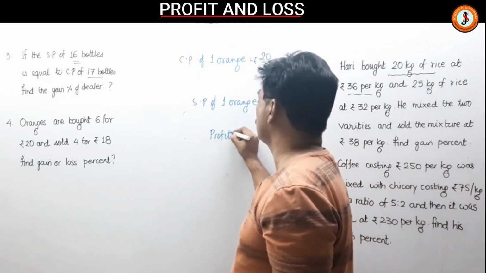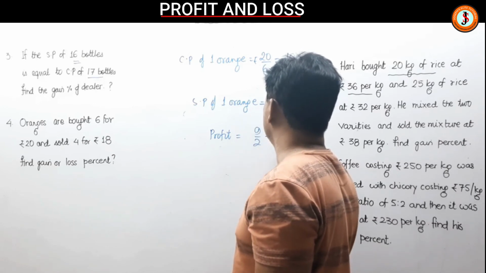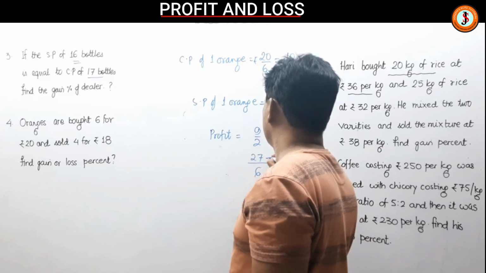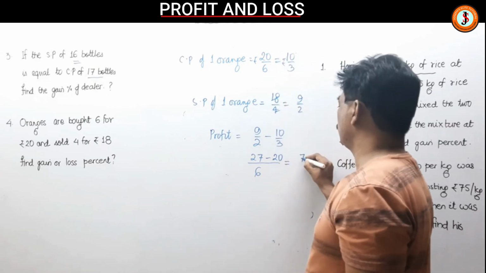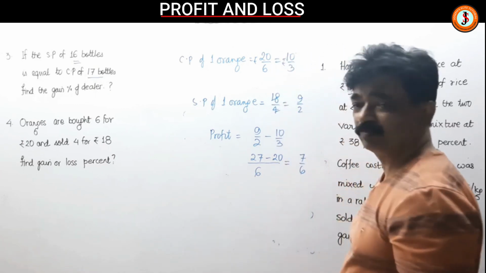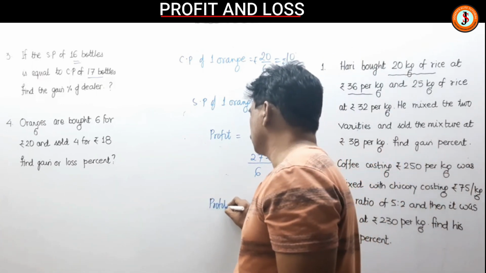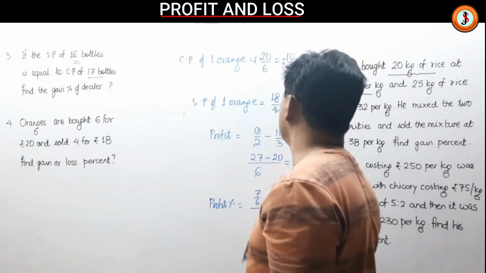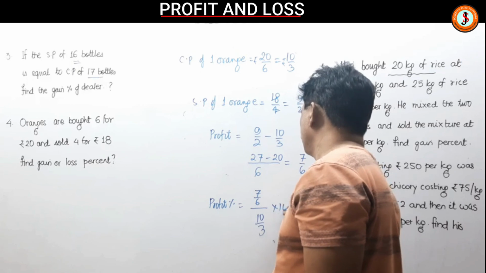तो प्रॉफिट विल बी हाउ मच? प्रॉफिट ऑन 1 ऑरेंज निकाल लेते हैं. 9/2 माइनस 10/3. एलसीएम 6 आ गया, यानी हमको आ गया 7/6 रुपीज़ प्रॉफिट है. तो प्रॉफिट परसेंट क्या हो जाएगा भाई? प्रॉफिट 7/6 by CP, that is 10/3 into 100.